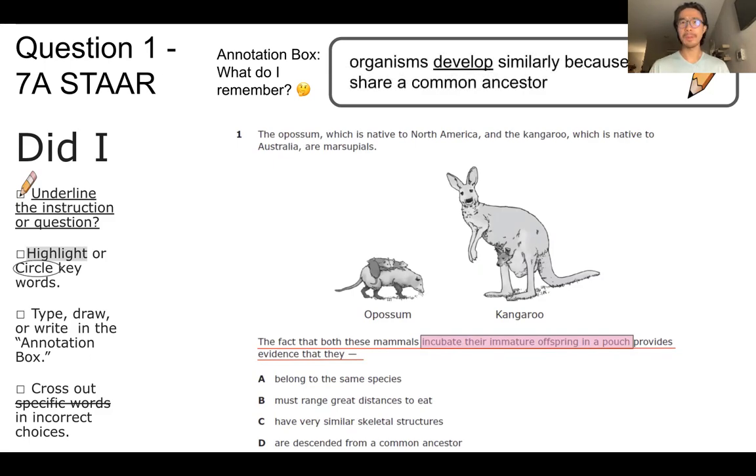So what do we remember about this word, develop? We remember that organisms develop similarly because they share a common ancestor. So we know they're not the same species. They cannot mate and create viable offspring, so they are not in the same species. We don't really know much about their diet and how they get their food. We also can't see through their skin to see their bones, so we don't really know about their skeletal structures. But we do know that because they develop similarly, they are descended from a common ancestor.